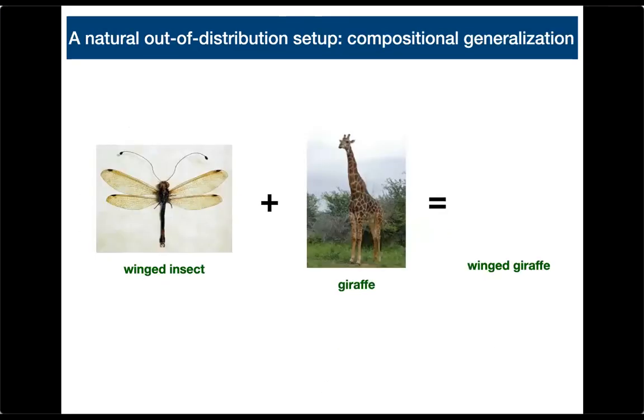But today I want to focus on one specific type of out-of-distribution generalization, which is compositional generalization. And this is about the fact that we as humans, if we know what a winged insect is, and we know what a giraffe is, if someone tells us what a winged giraffe looks like, well, you know, it will be something like this maybe.